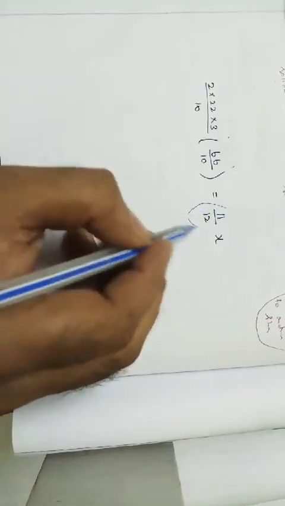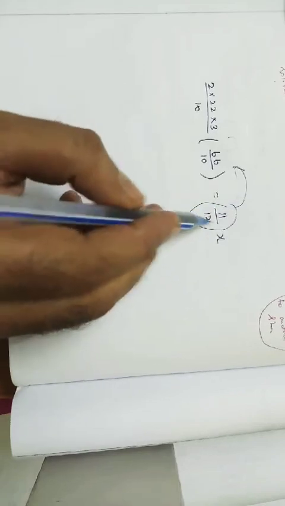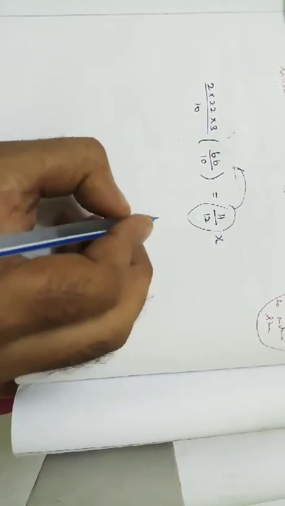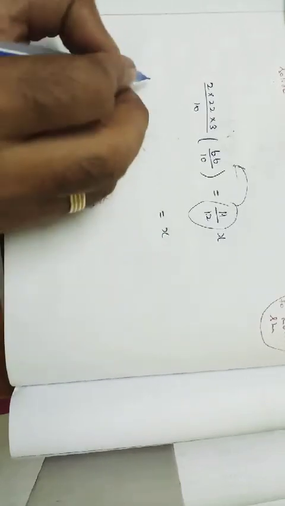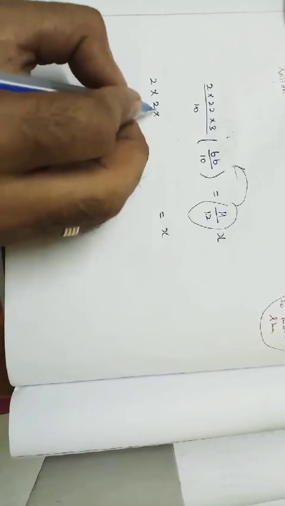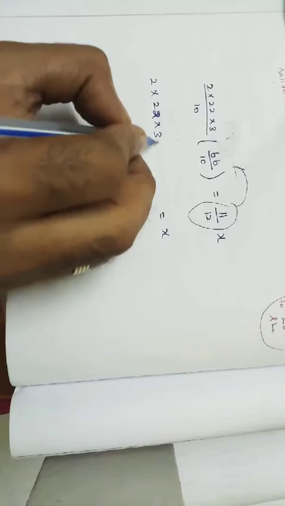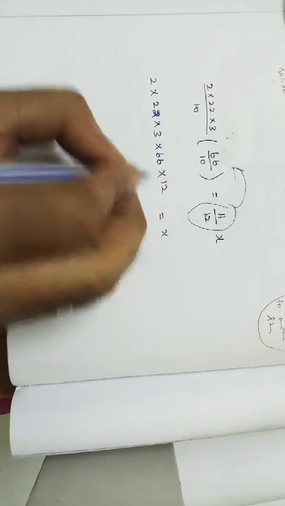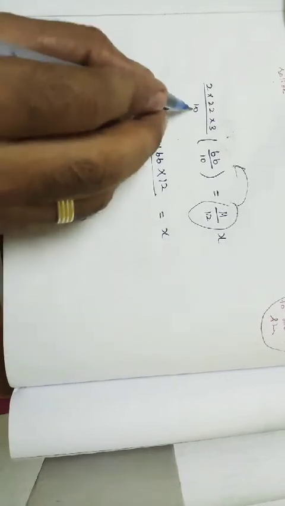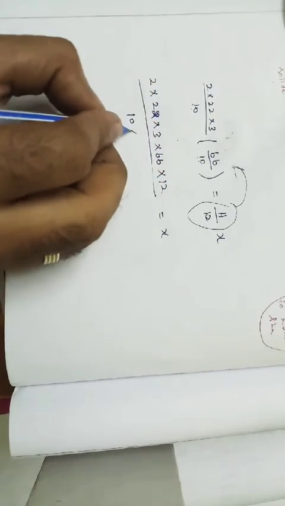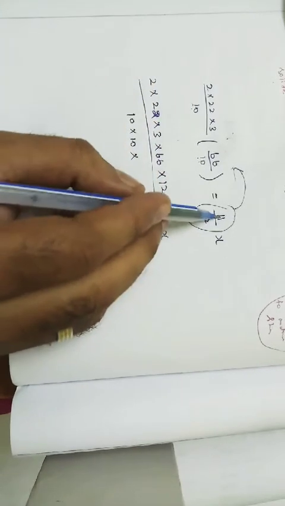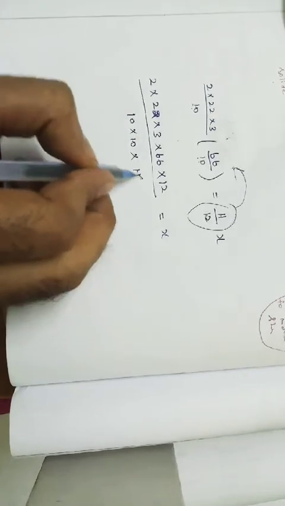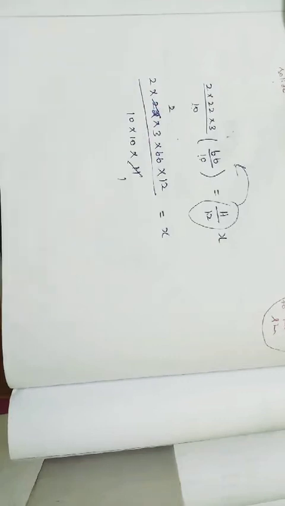Just bring the 11 by 12 to the LHS. It will become, what is it? 11 goes to denominator and 12 goes to numerator. Just keep the X alone in the RHS. So 2 into 22 into 3 into 66 into 12 goes to numerator. 12 divided by, already 2 tens are in the denominator, 10 into 10 into 11 comes to denominator. Now we can simplify. 11 twos are 22. 1 times, 2 times, right?